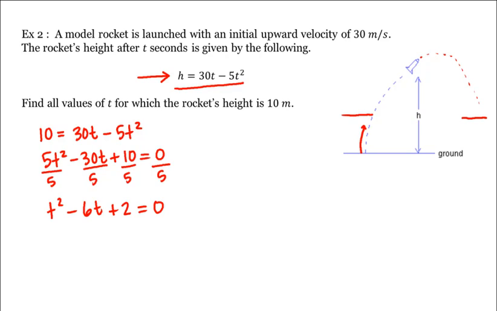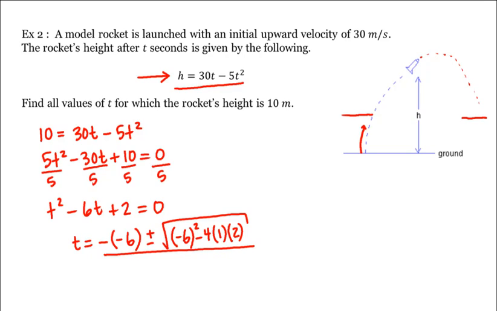Now this does not factor, so let's use the quadratic formula to help us solve for t. We have t is equal to negative b, or negative 6, plus or minus the square root of b squared, which is negative 6 squared, minus 4 times a, which is 1, times c, which is 2, all divided by 2 times a, or 2 times 1, which is equal to 6 plus or minus the square root of 36 minus 8, or 28, divided by 2.